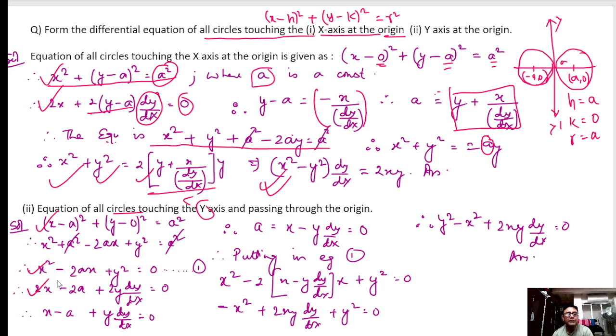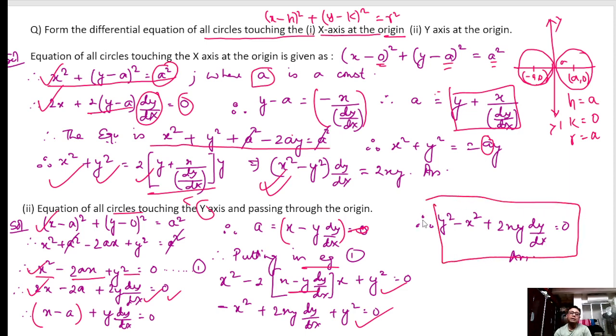Now we differentiate it. x square gives 2x, this is minus 2a, this is 2y dy by dx, and it is 0. So x minus a is this, and from there we separate a as this. Now putting the value of a in equation 1, x square minus this, x minus a. So we get this equation, and that is our final differential equation of the circles which touch the y-axis and pass through the origin.